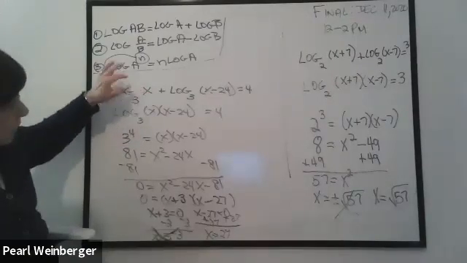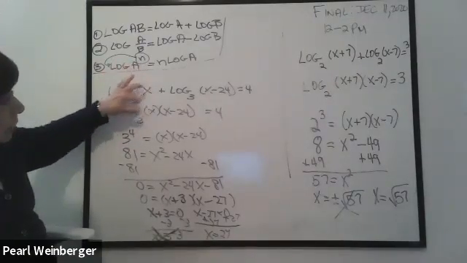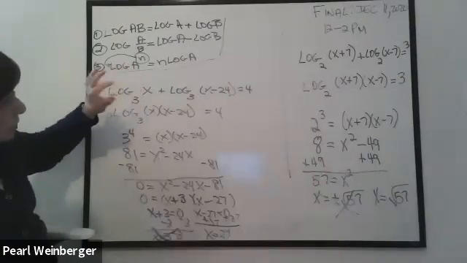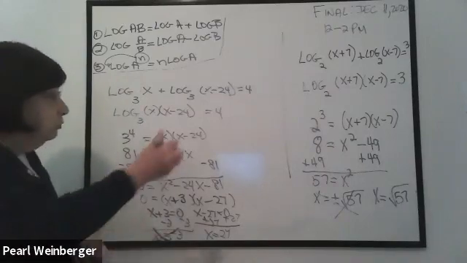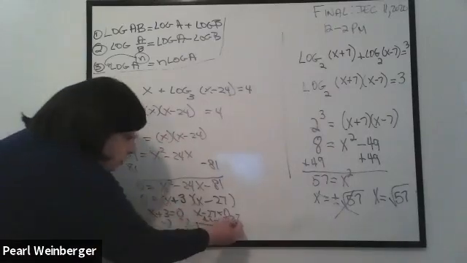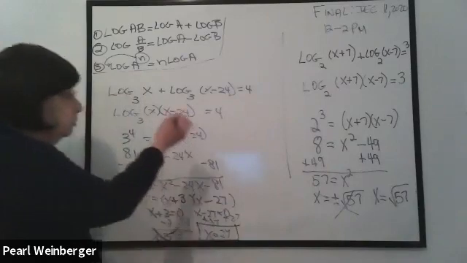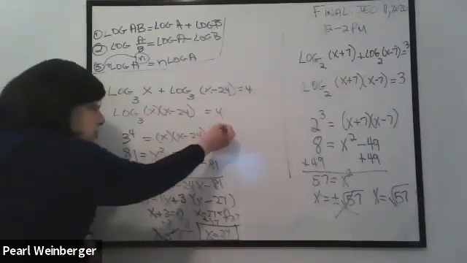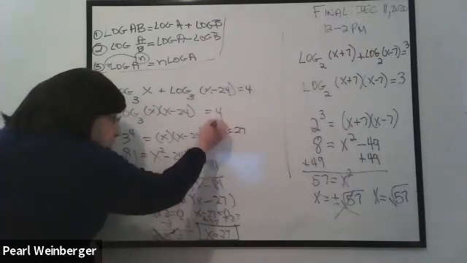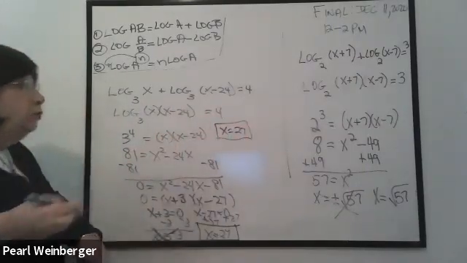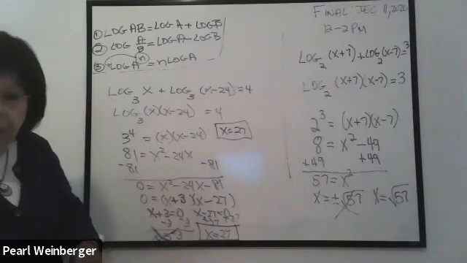because you can only use logs when the number that you're taking the log of, the number that's right next to the word log, has to be positive. This negative 3 disqualifies. The only thing that works is the 27. So my solution to this equation is x equals 27. Notice I discarded one and I kept the other.